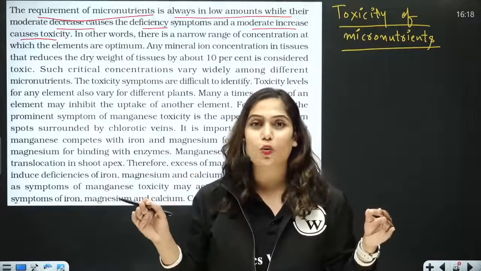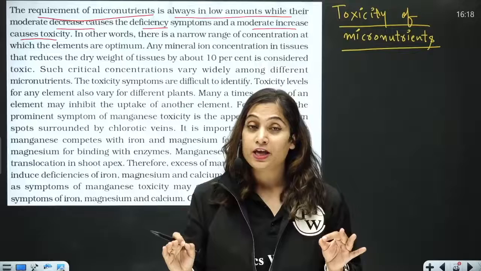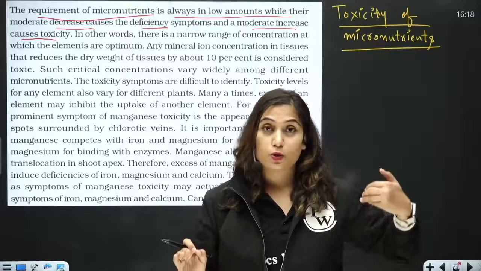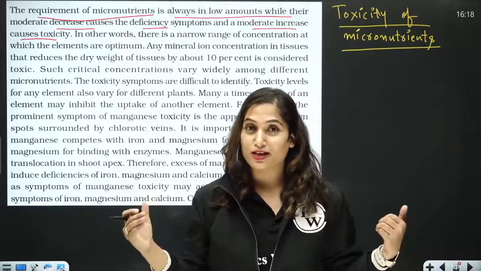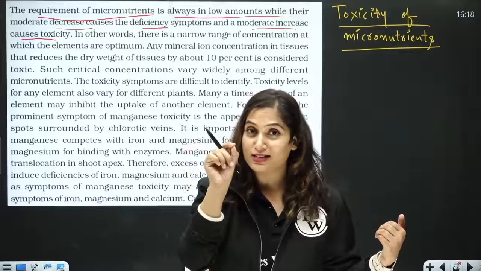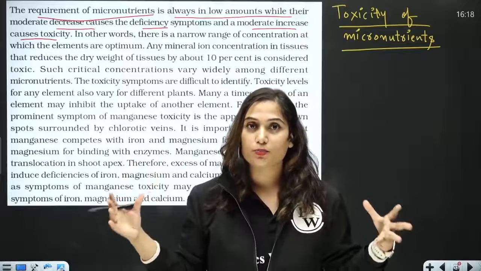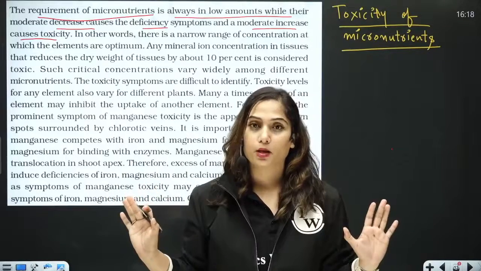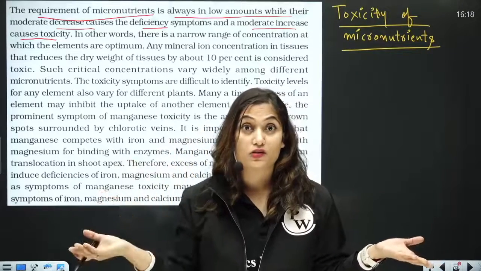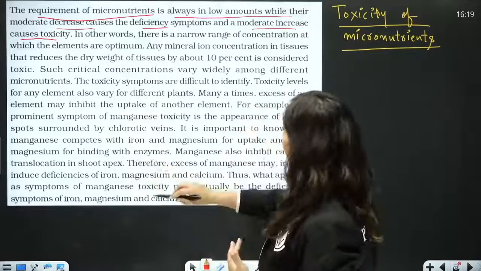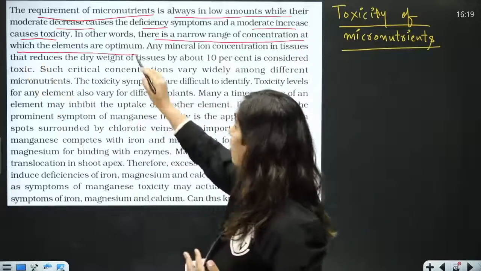That means if they are required at 0.03 ppm, it should be 0.03 ppm. If they are provided at a concentration of 0.02 ppm, then the plant will show deficiency symptoms. And if it is provided at 0.04 ppm, even in slight excess, it will become toxic. That means below 0.03 ppm there will be deficiency symptoms, and slightly above that there will be toxicity. So what NCERT is saying is that, in other words, there is a very narrow range of concentration at which the elements are optimum.